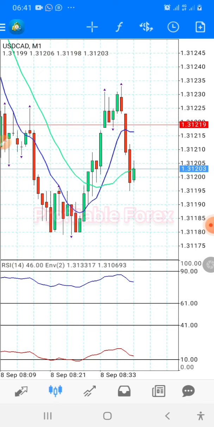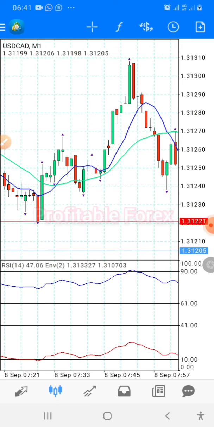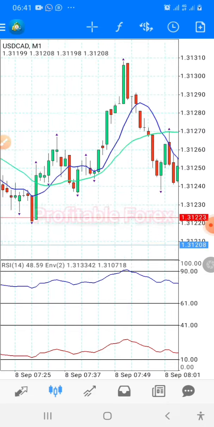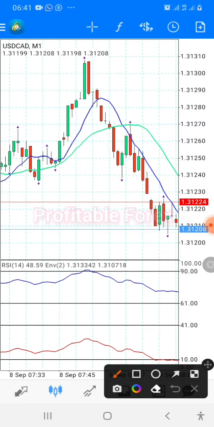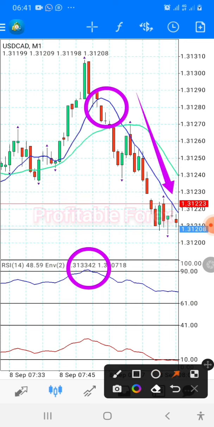Okay, so here we are on the chart. You can see the condition being met here, and it was a bearish trend.